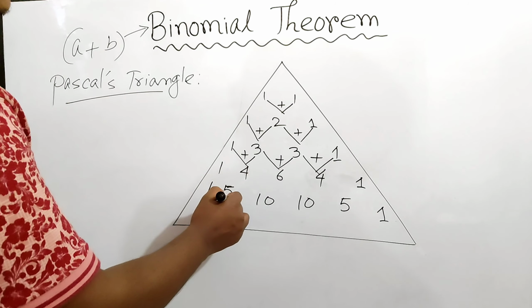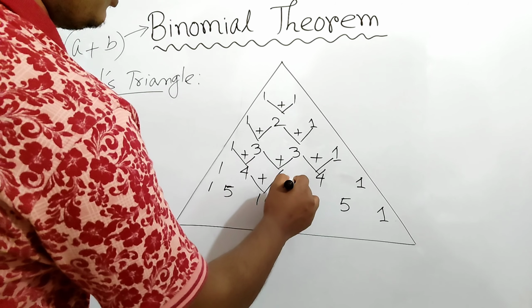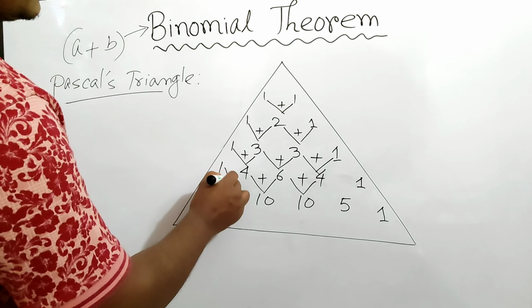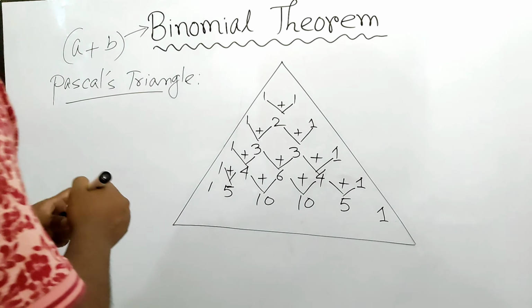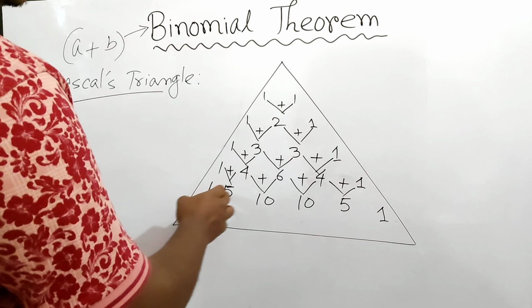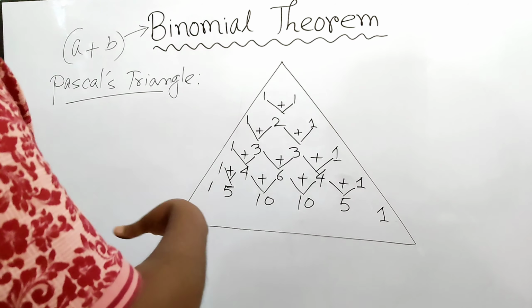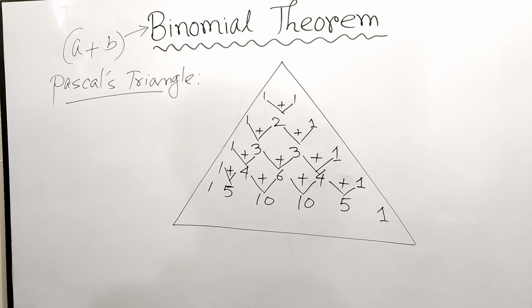Again 4 plus 6 is 10, and 6 plus 4 is 10. And 4 plus 1 is 5, 4 plus 1 is 5. And all the time the first and last term coefficients are 1. So all these follow a pattern, and that's why this is called Pascal's triangle. Now I'll show some examples of how we can use Pascal's triangle in math.